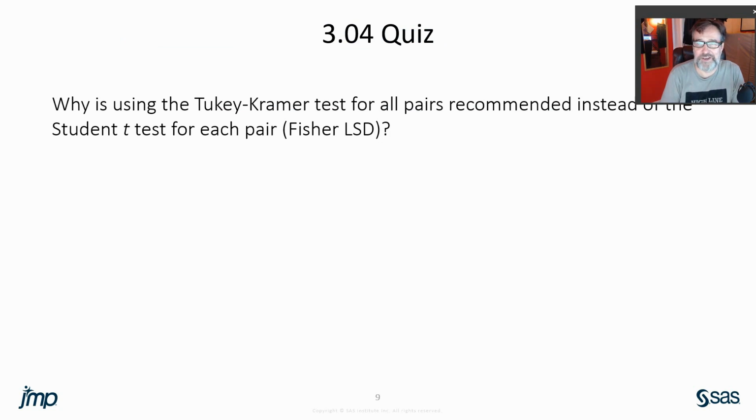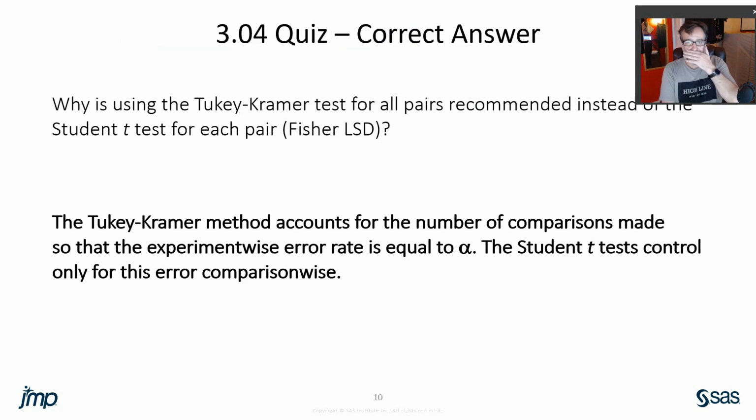It's a quiz. Why is a Tukey-Kramer test for all pairs recommended instead of the Student's t? Yeah, as we've just said, we want an experiment-wise error rate to be 0.05, and you could see there that it was moving up. It went up to 0.14, which is not acceptable. So the Tukey procedure just regulates what is acceptable when you compound the error rate by having multiple tests. Okay, so it makes it stricter effectively.